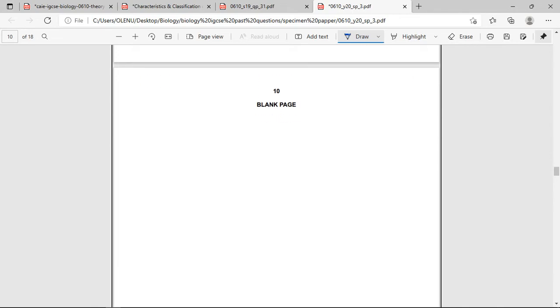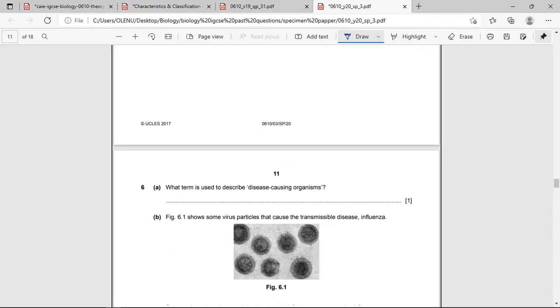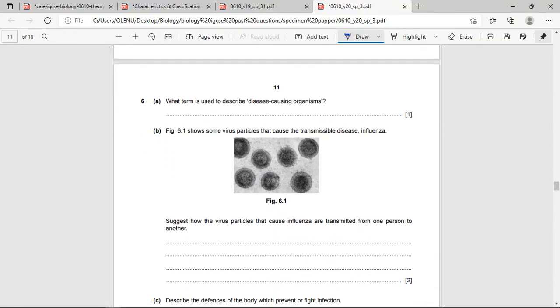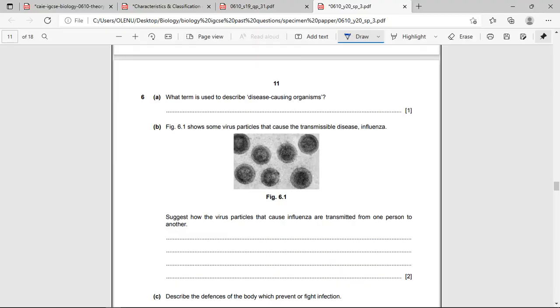Okay, let's see the next question, please. What term is used to describe a disease-causing organism? A disease-causing organism is called a pathogen.